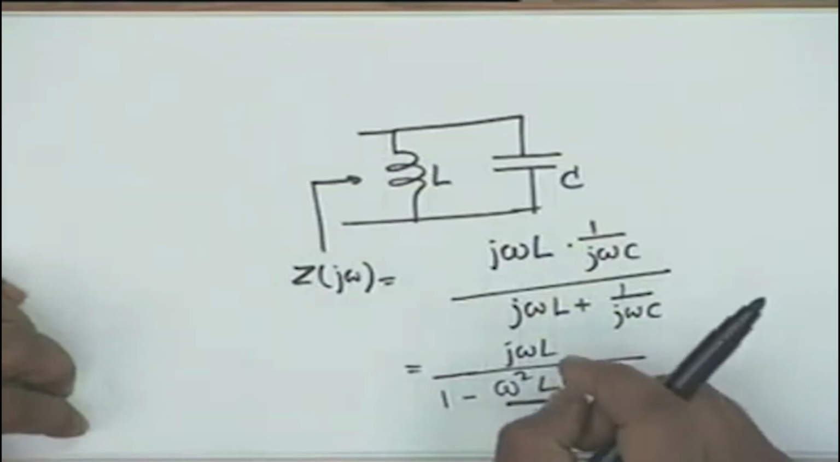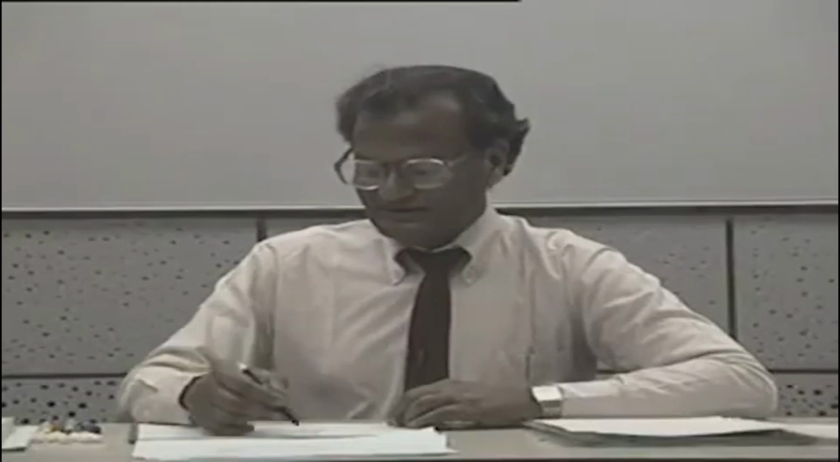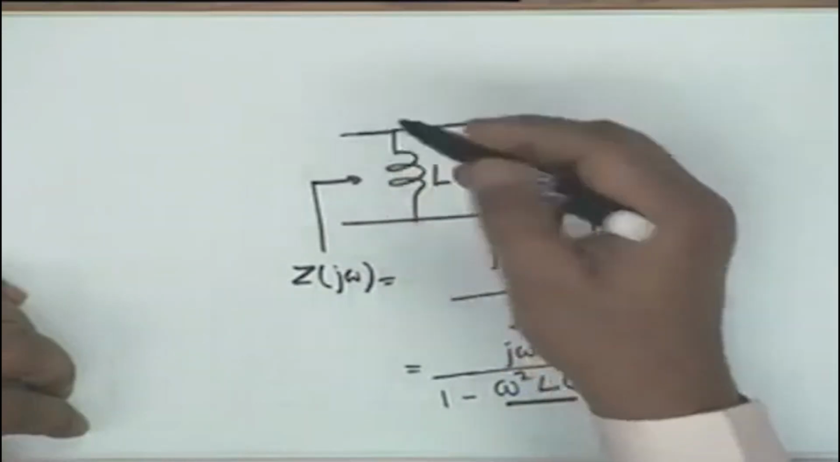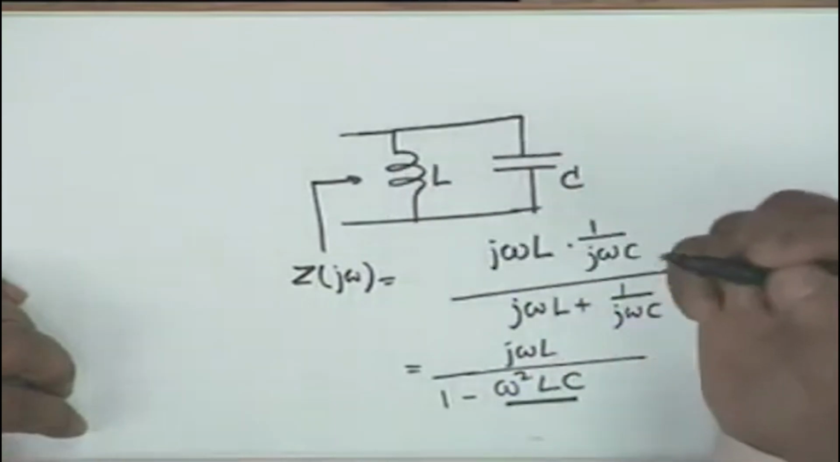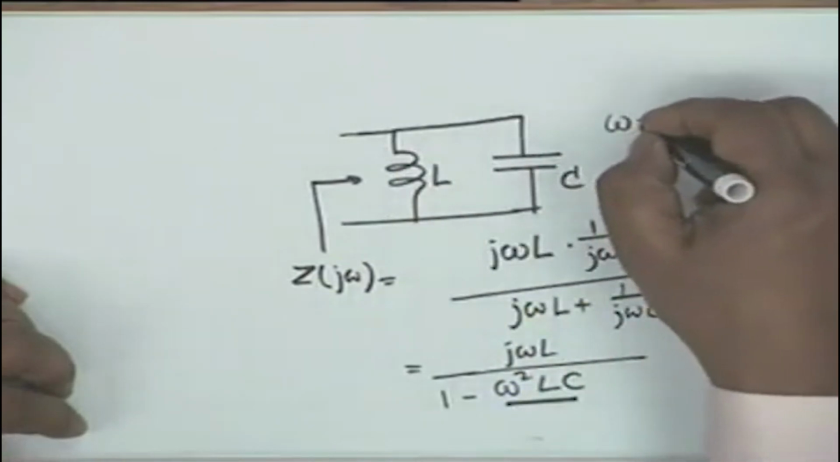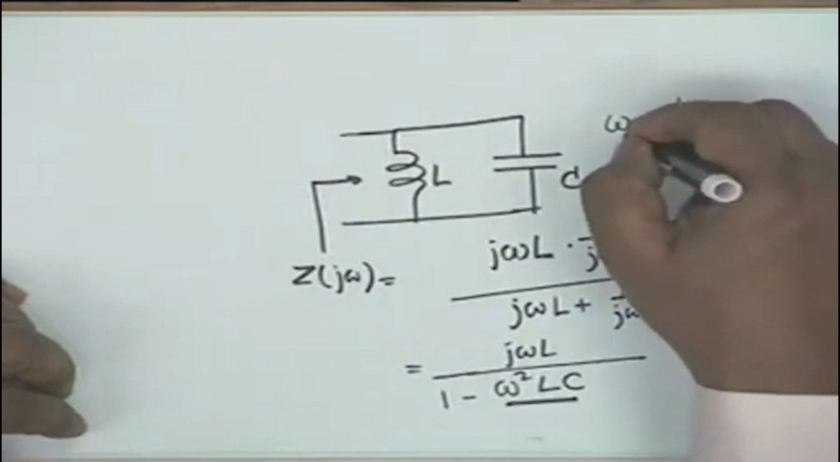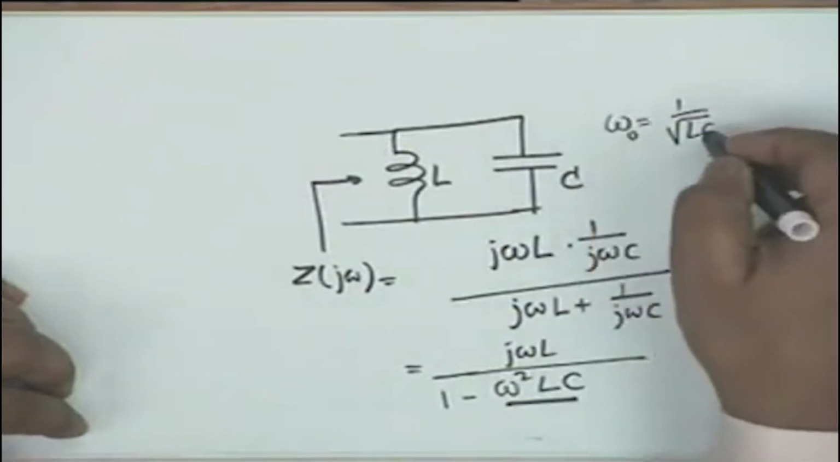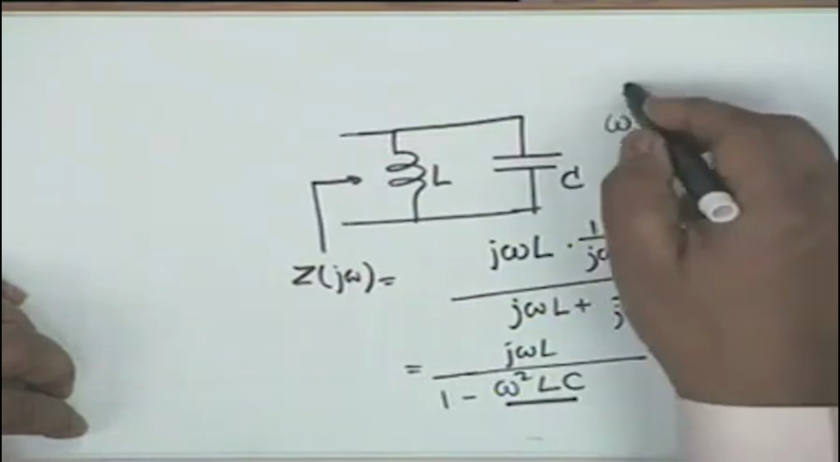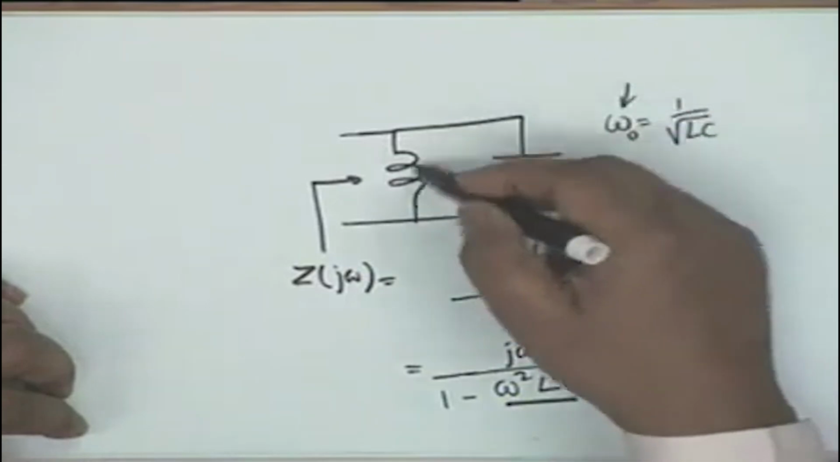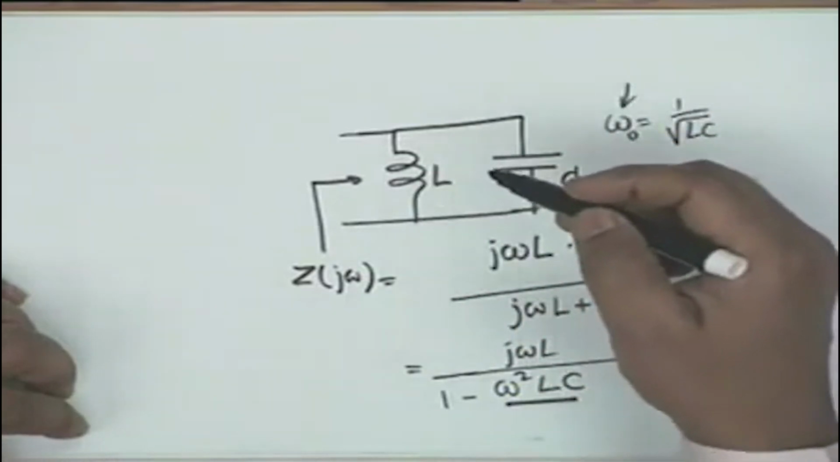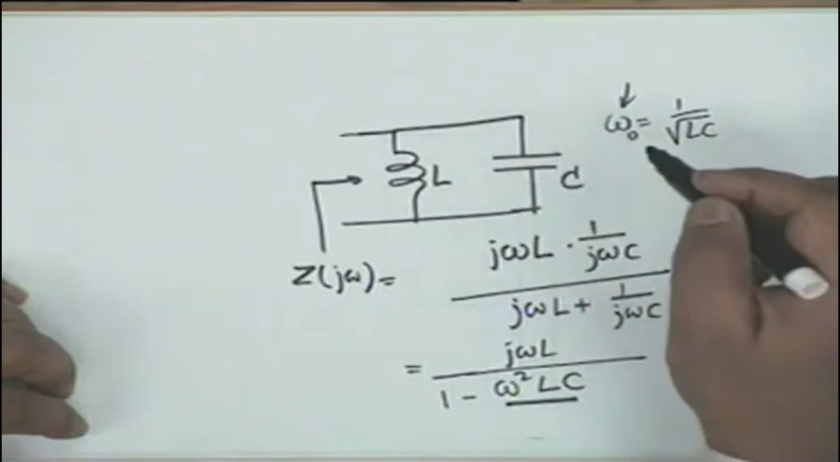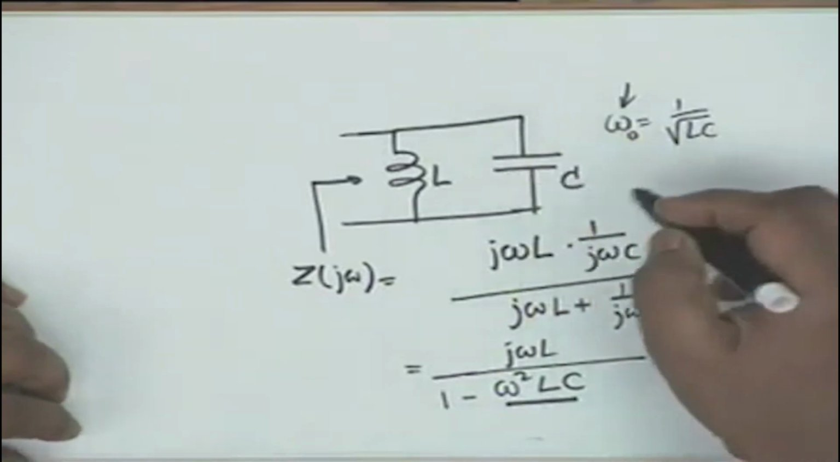What does it mean? It means that no current can flow. At that particular frequency, that is omega naught equal to 1 by square root LC, omega naught squared LC equal to 1, this circuit behaves as an open circuit, and this is called the condition of resonance, as we shall see later.